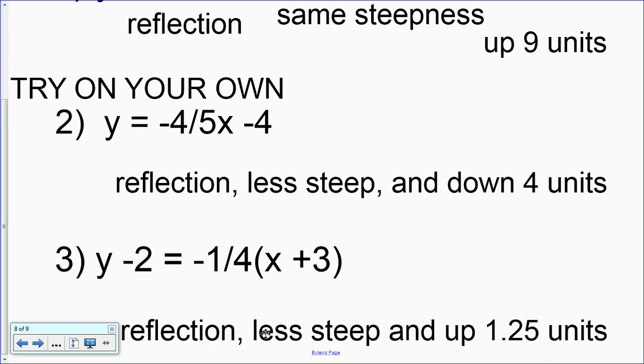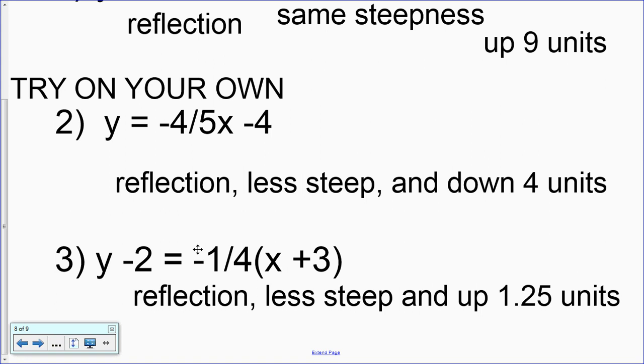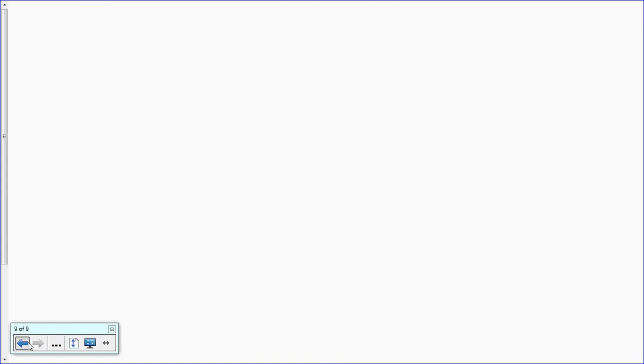So here, yes, it is a reflection because it's got a negative in front of the slope. It's less steep because 1/4 is less than 1. And we went up 1.25 units because we had a positive 1.25 or 1 1/4 or 5/4. Sorry, school just let out. It went up, okay? So, and that's it for the video.